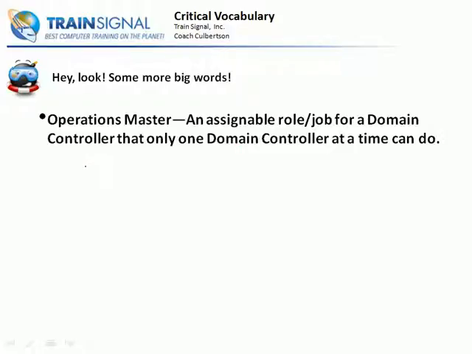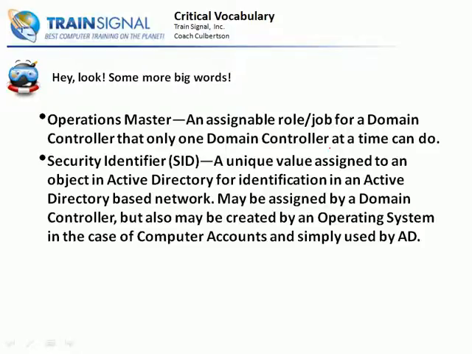Remember that the operations master is an assignable role or job for a domain controller that only one domain controller can do at a time. Okay? That's kind of an important part there. Only one domain controller can do it at a time. Sometimes you'll hear this term called multi-mastering, meaning that multiple machines can do the same thing. Well, with these operations masters, that's not the case. Only one domain controller can do that particular job at a time.